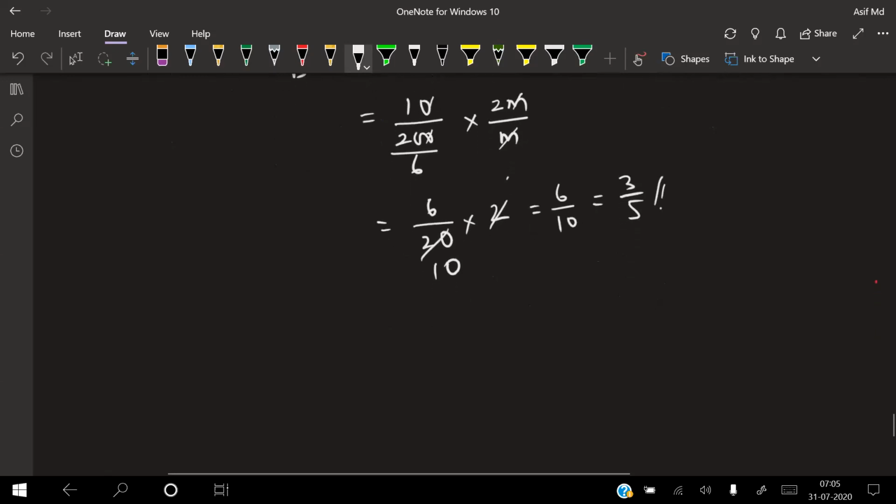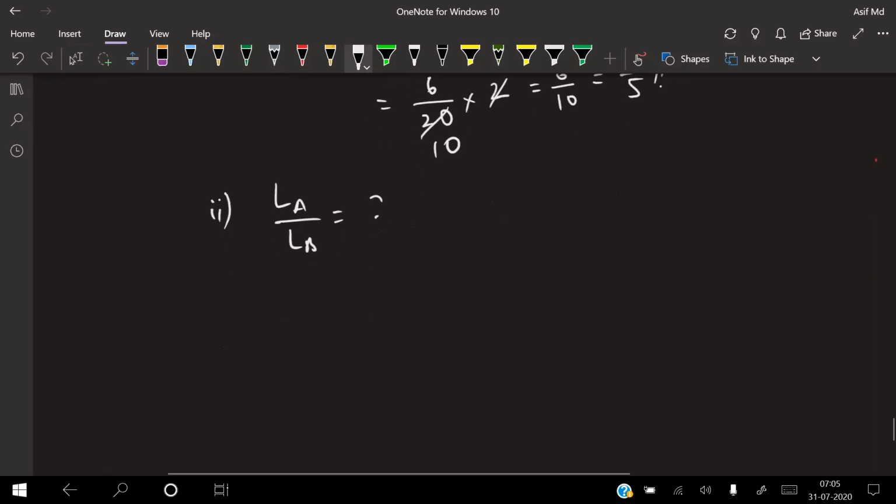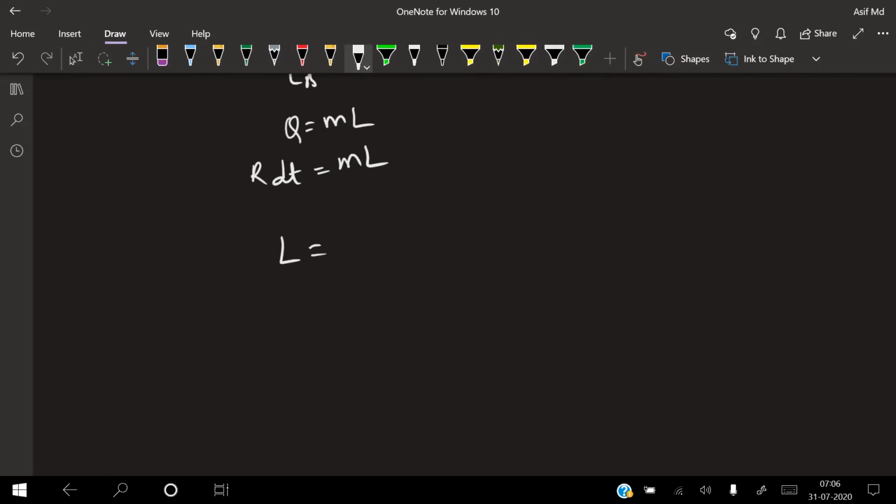Second one, number 2. It is asking latent heat. Latent heat of A divided by latent heat of B is equal to how much? We already know the formula. Just now I told you Q is equal to M into L. Q can be taken as R into dt, that is nothing but M into L. That means L is equal to R into time T2 minus T1 divided by the mass.